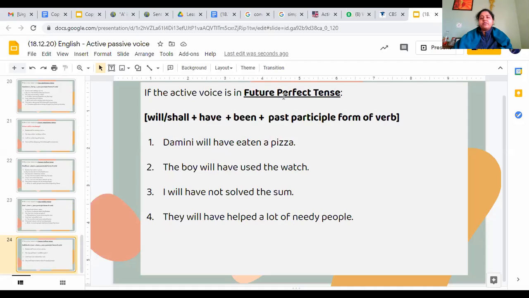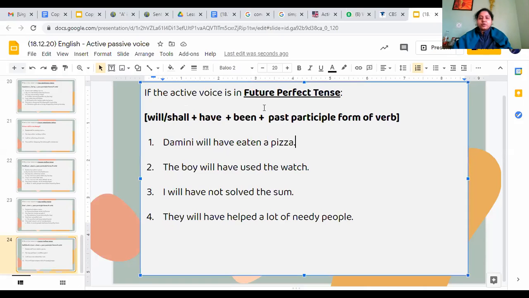If the active voice is in future perfect tense, so will, shall, have, been. Sounds really complex. Will or shall, then have, been, and past participle form. So future perfect in itself is quite complex, right? Read the sentences in active. Damini will have eaten a pizza.